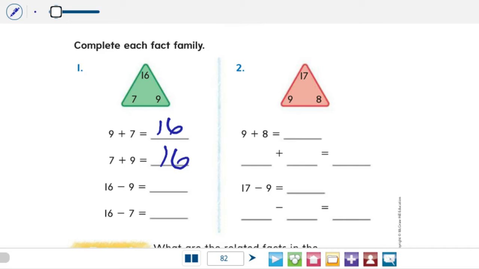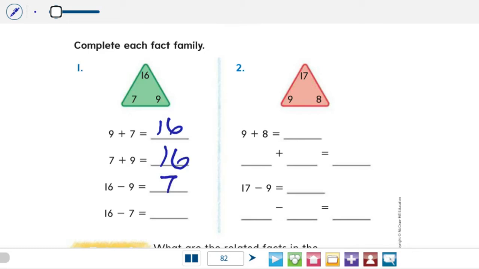Well, now I've got a subtraction problem, which means I'm starting up top with my 16. I'm going to slide down my triangle to minus 9, so 16 minus 9. 16 minus 9, and what haven't I used? I have not used my 7, so I need to use 7 as my difference, which is the answer to a subtraction problem. Awesome job.